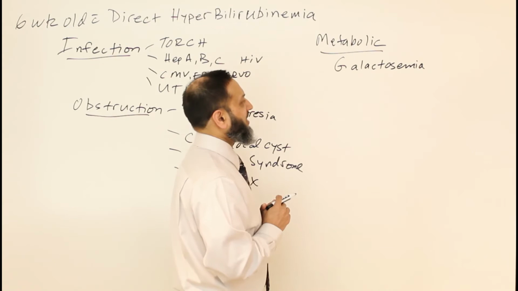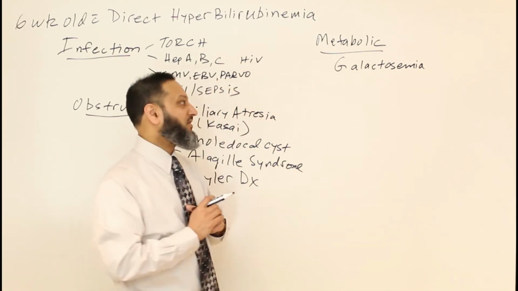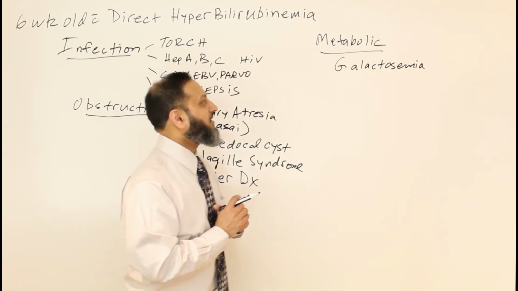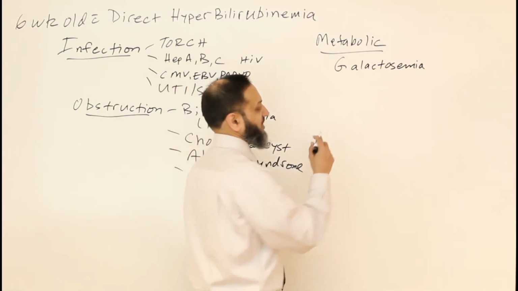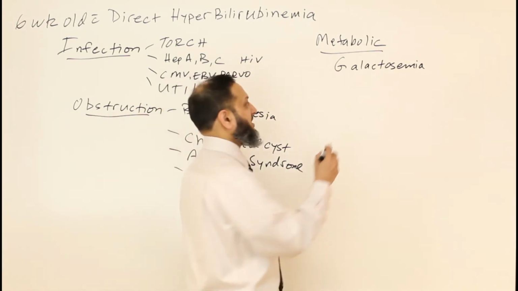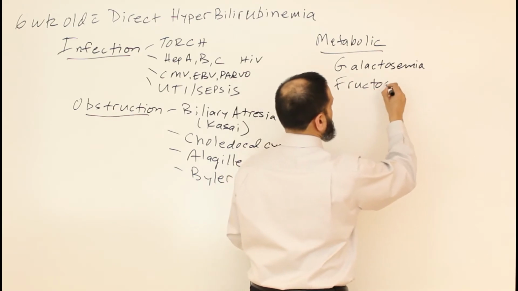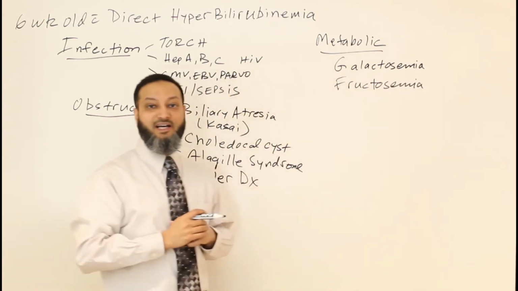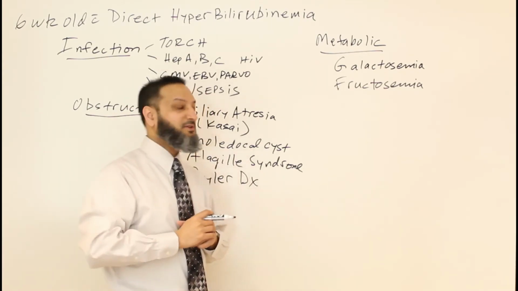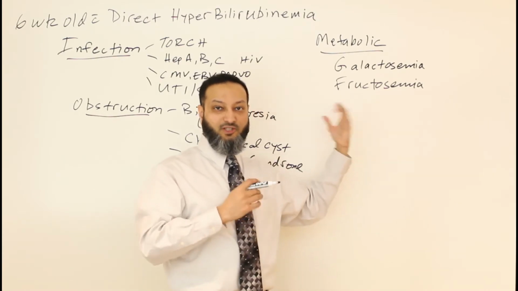And then moving along to other metabolic diseases in addition to galactosemia, we can start to list a few of them. Let's list another one that gives you positive reducing substances. That's fructosemia. Fructosemia can give you positive reducing substances and a direct hyperbilirubinemia as well. Basically, you can't break down fructose and you have accumulation of that sugar.